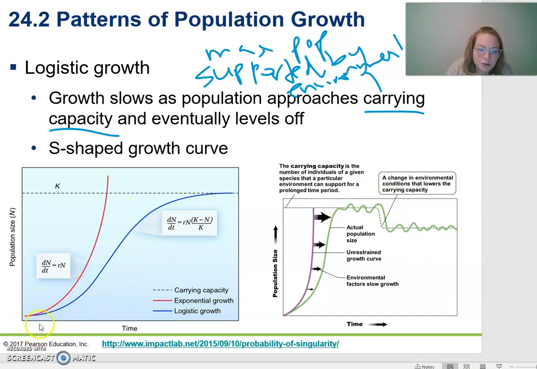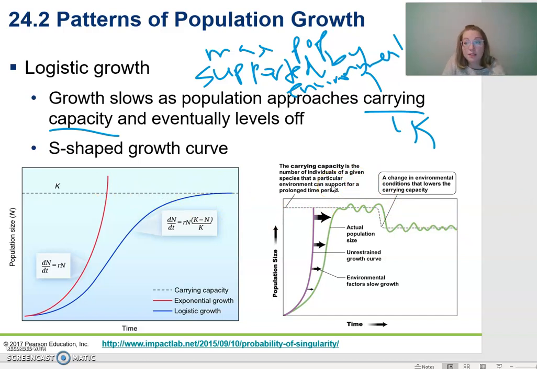This figure shows in red exponential growth, in blue that logistic, where you start out strong but then you slow down as you get towards that K, the carrying capacity. Okay? You'll see these change over time as the carrying capacity changes.